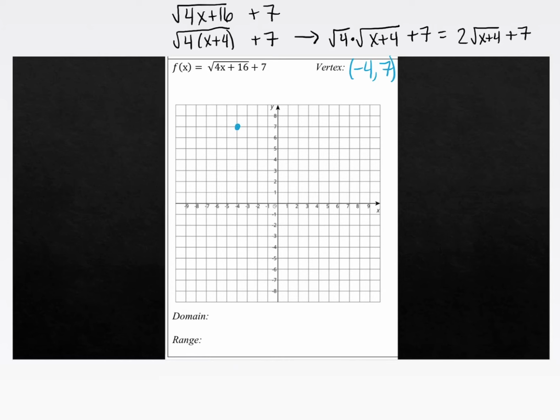Now also note here how we have a vertical stretch of 2. So our graph is going to appear a little bit steeper, and we can also plug this into a table of values if we want to get those specific points there. Here, unfortunately, it is going to go off the graph a little bit.